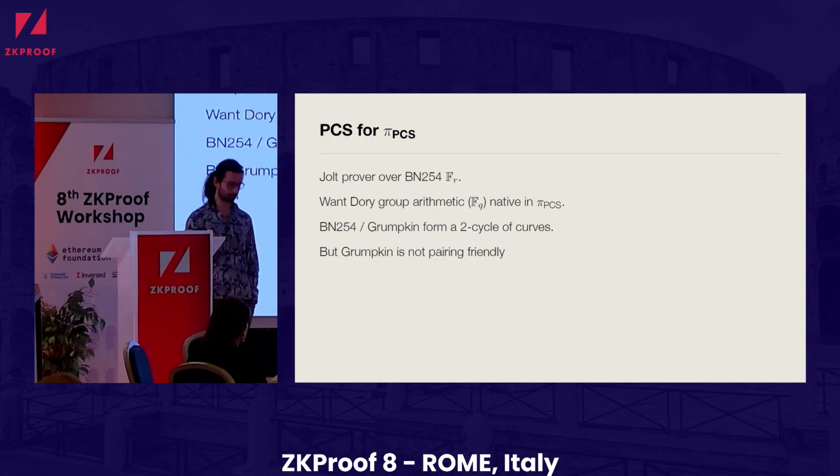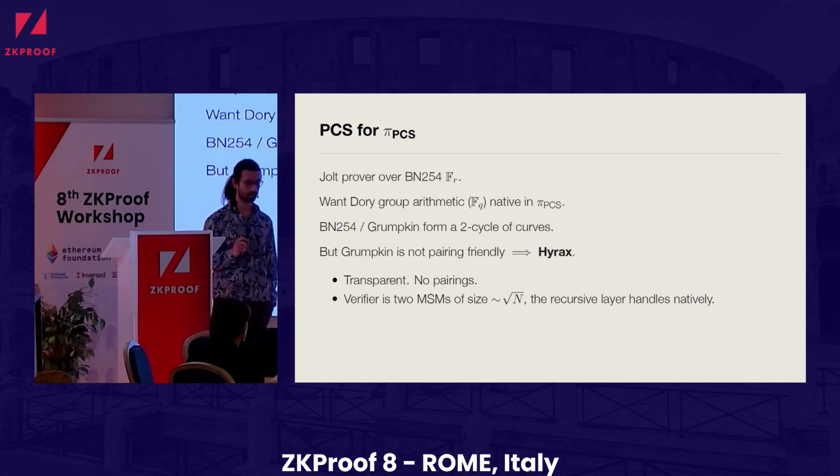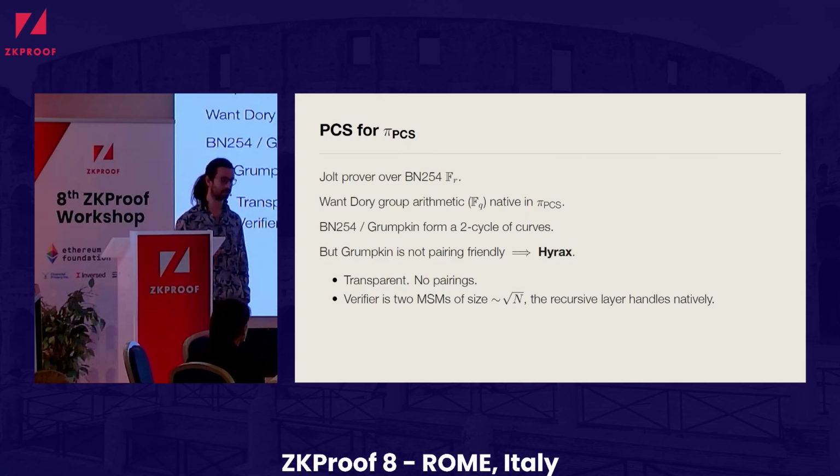Just to mention the curves that are used in Jolt: we use BN254 for the prover, and it has a cycle of curves with another curve called Grumpkin. We want these group operations to be native in the second SNARK, which we call the PCS SNARK. One thing to note is that Grumpkin is not pairing friendly. So that limits our options for which PCS we can use to prove this. In particular, Jolt uses Hyrax, which is transparent and doesn't need pairings. It's not a pairing-friendly curve.